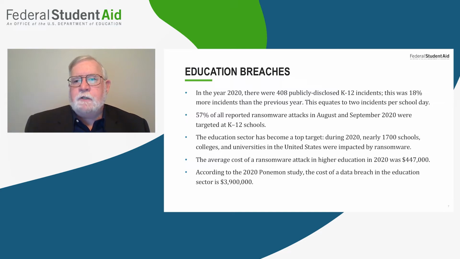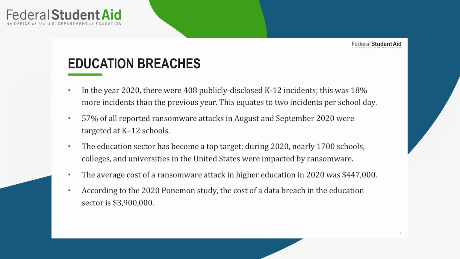Again, the K through 12 incidents, just as an example, there were over 408 publicly disclosed incidents, up 18%. 57% of all attacks were targeted at K through 12, big sector. The rest of them were going after institutions of higher education. 1,700 schools, colleges, and universities were impacted by ransomware alone in the last year in one form or another. It may have been a minor inconvenience. It may have been as significant as several schools being totally shut down, right down to their phones on their desk, because those are part of their network as well. And they had to revert to using cell phones to conduct school business until they were able to restore their network and all their devices.